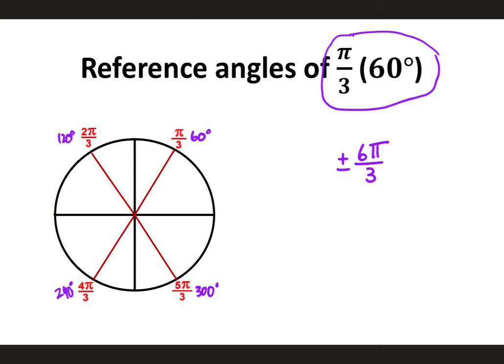If I subtract 6 pi over 3, it's like subtracting 360. I can just keep adding and subtracting 6 pi over 3 until I get back to one of these four angles, so that way I can evaluate.